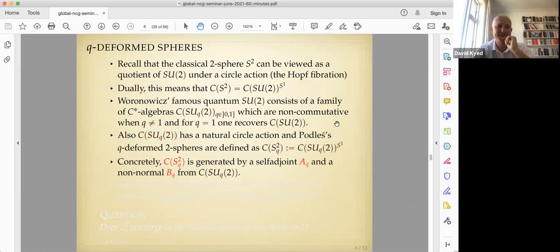Now, if you want to be a little bit more concrete about it, this C-star algebra, which is the non-commutative analog of the two-sphere, is generated by two operators, one called A, which is a self-adjoint element, and then a non-normal B. And if you then take the C-star algebra generated by those two inside this bigger C-star algebra, you exactly get the C-star algebra which is the Podleś sphere.